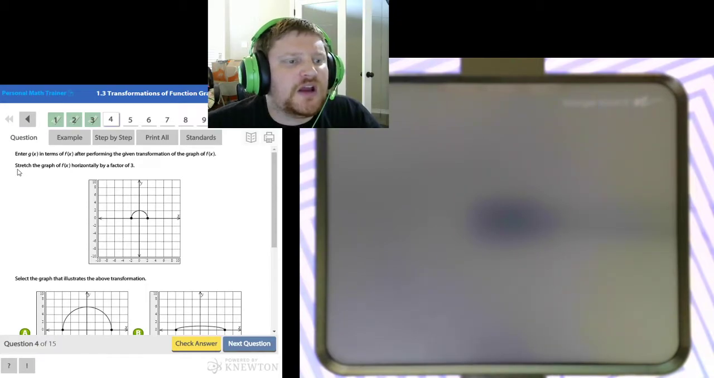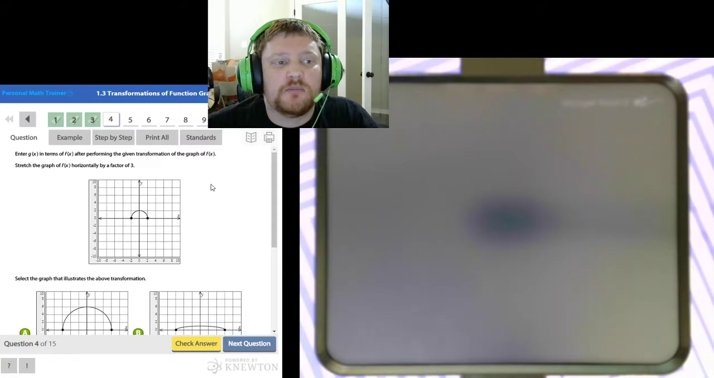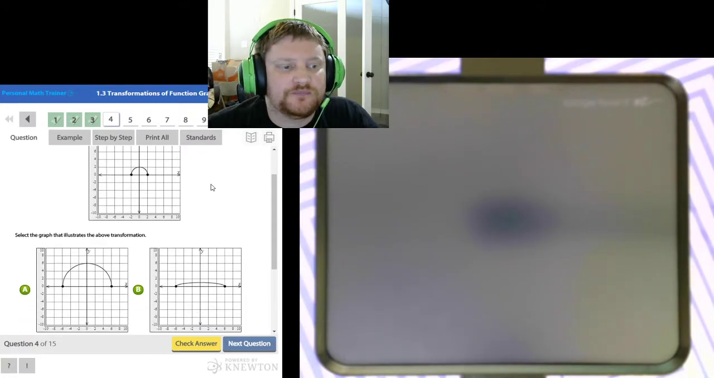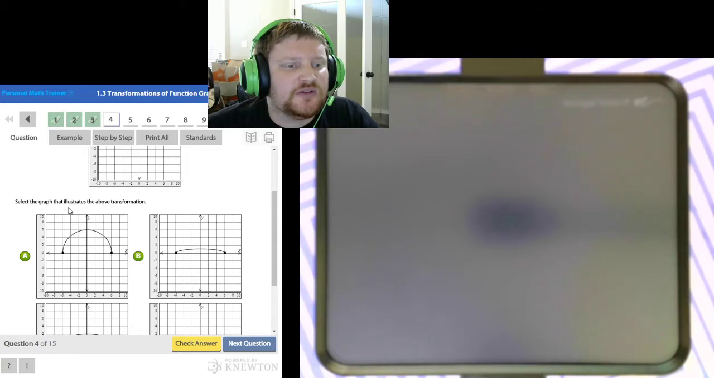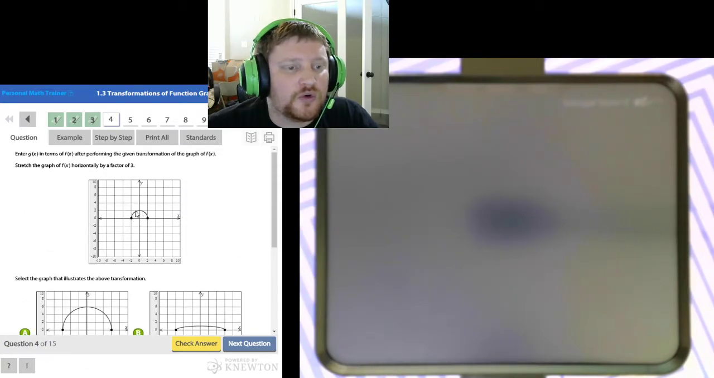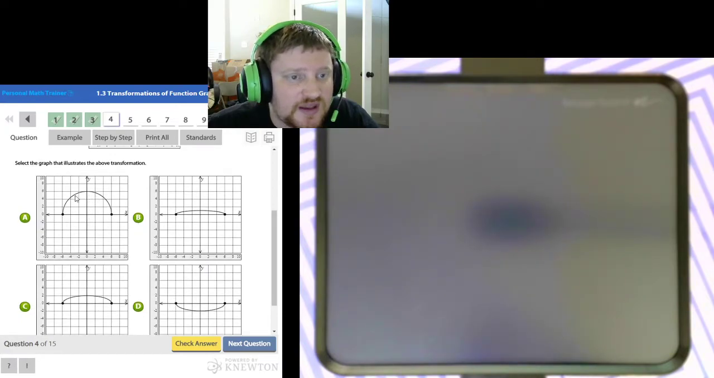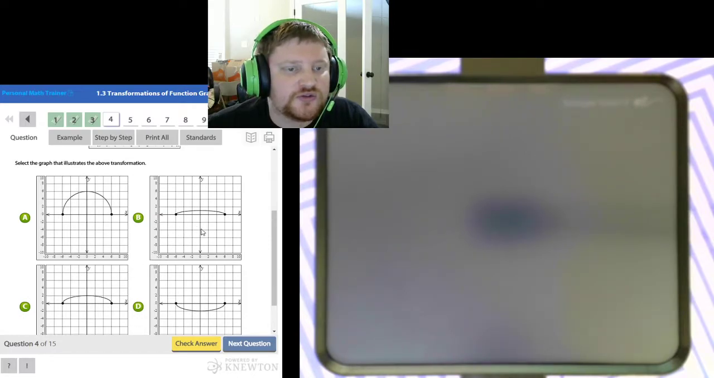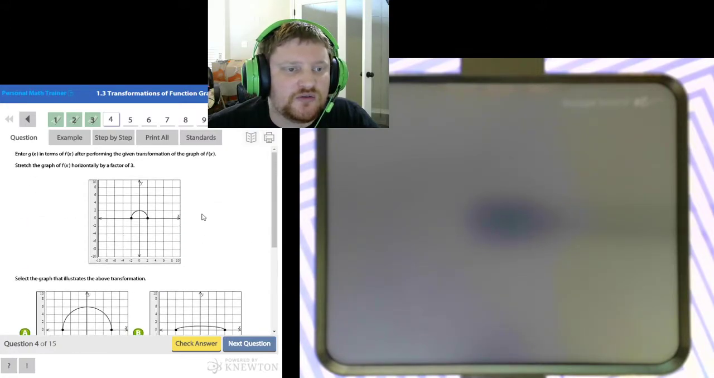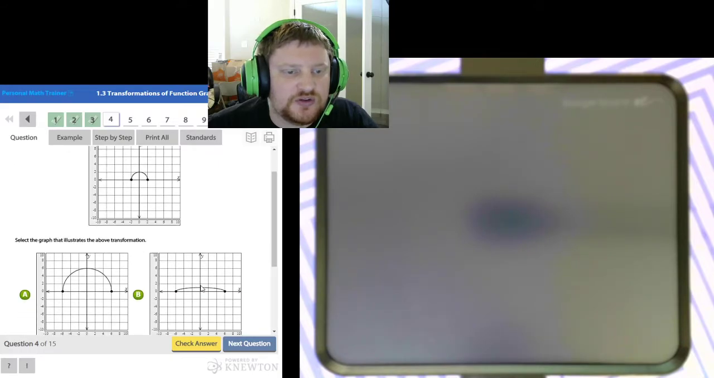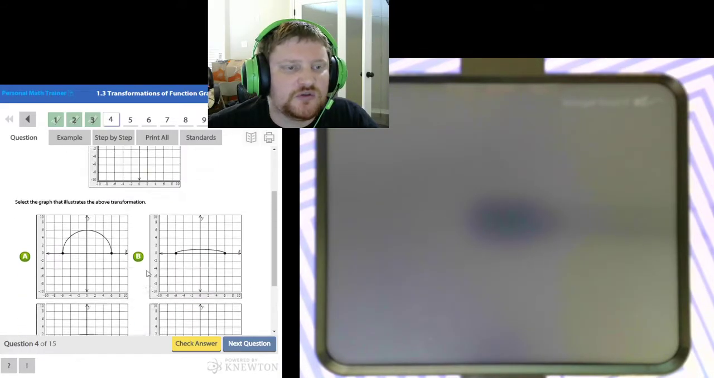Okay, this time we are stretching the graph horizontally by a factor of 3. So a horizontal stretch by a factor of 3. Select the graph that illustrates the above transformation. So we should stay in the same place vertically, so we know it can't be A. We're not reflecting, so it can't be D. So we just need to figure out which one of these is a horizontal stretch. And they both are, but this one you can see also is a compression vertically, because we should still be at 2 and this one's not. So it has to be this one.